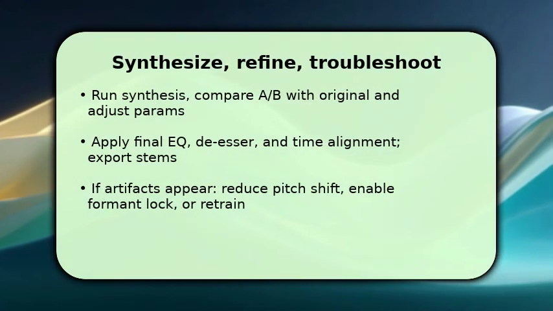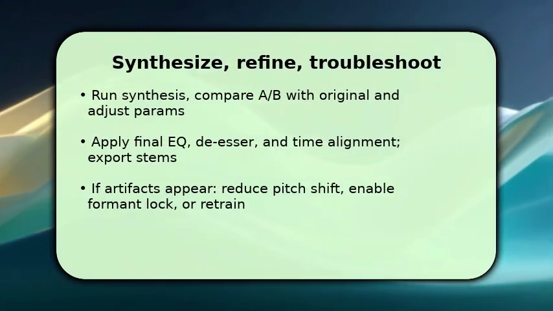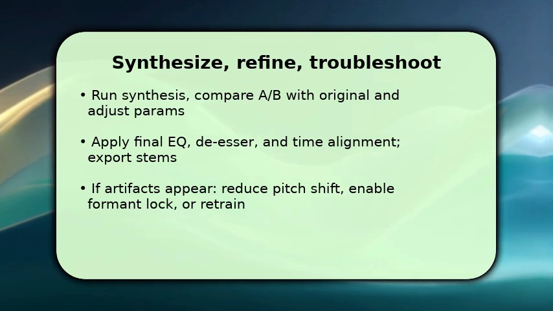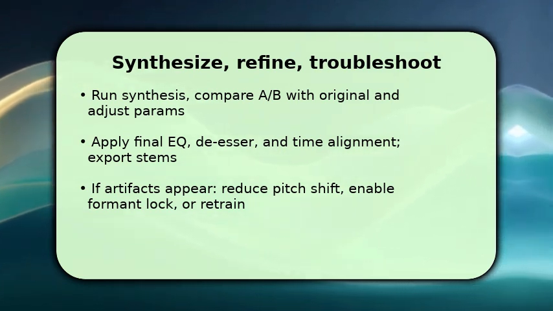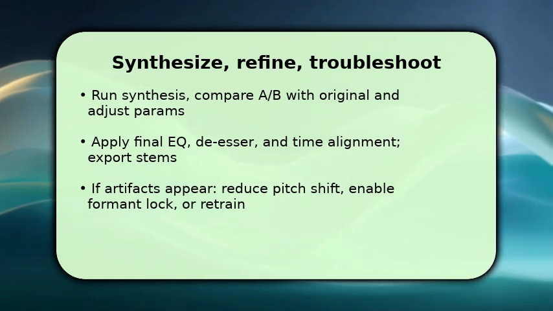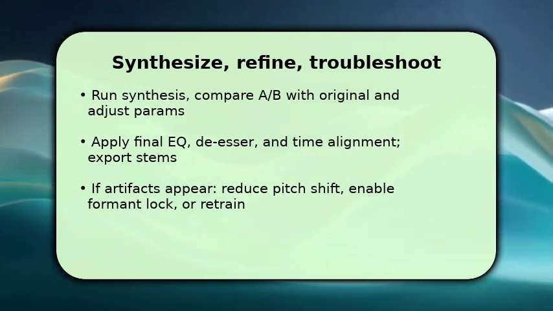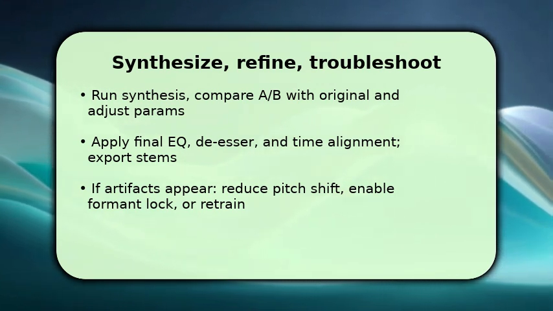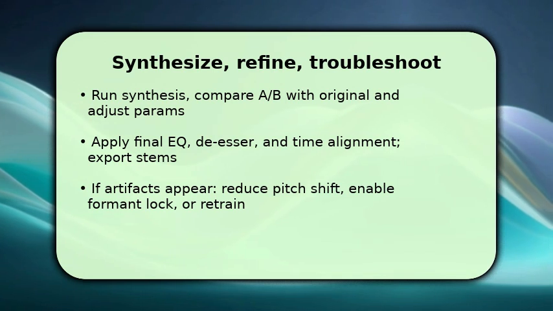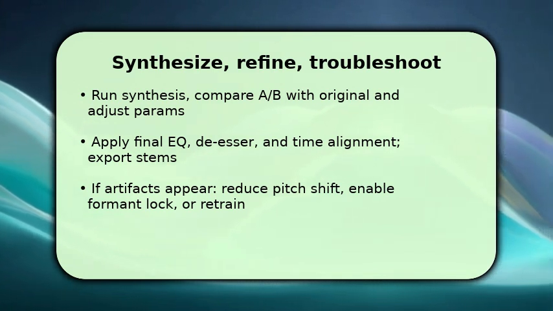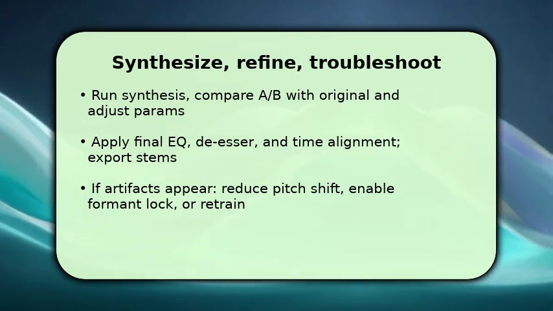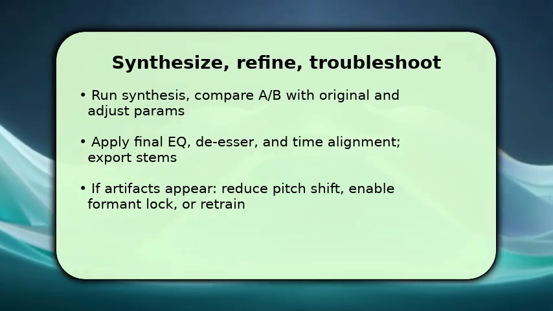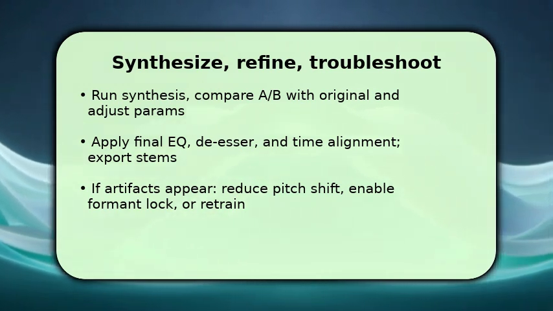Now run the synthesis and immediately compare A/B with the original and target reference to judge likeness and artifacts. If the result is close, apply final mixing, gentle EQ, de-essing, and time alignment, then export vocal stems for the session. If you encounter buzzing, robotic tonality, or timing issues, reduce pitch shift, enable formant locking, lower inference steps, or retrain with more targeted data. These fixes often eliminate artifacts while preserving the intended singer character.